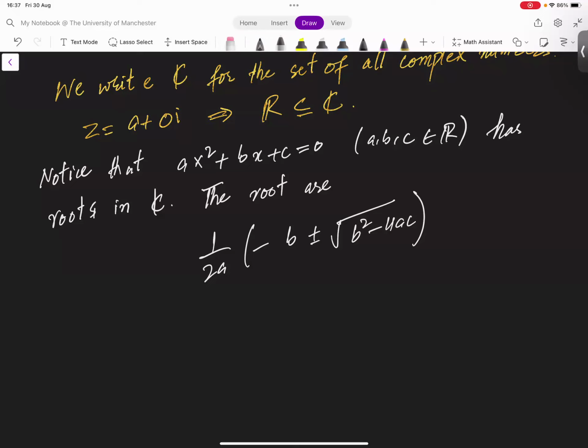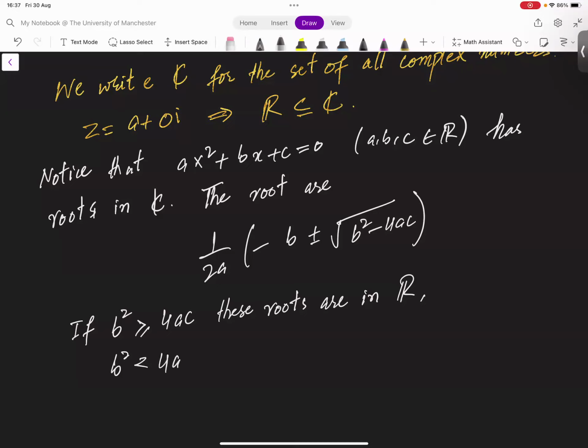So now we say if b square is greater than or equal to 4ac, these roots are in R. If b square is less than 4ac, they are complex numbers.